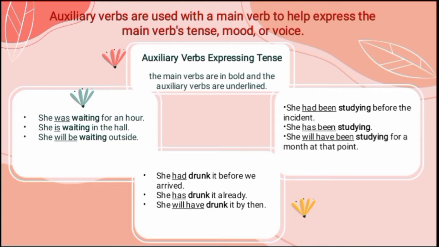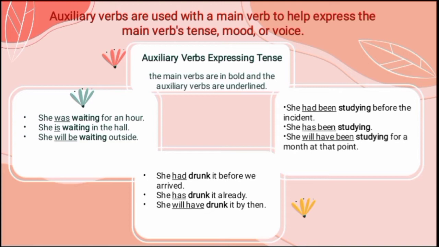Examples of auxiliary verbs expressing tense. In these examples, the main verbs are in bold and the auxiliary verbs are underlined. The first example is, she was waiting for an hour. In each of these examples, the auxiliary verb to be helps to form the progressive tense, which is the tense used for ongoing action. The second example is, she had drunk it before we arrived.